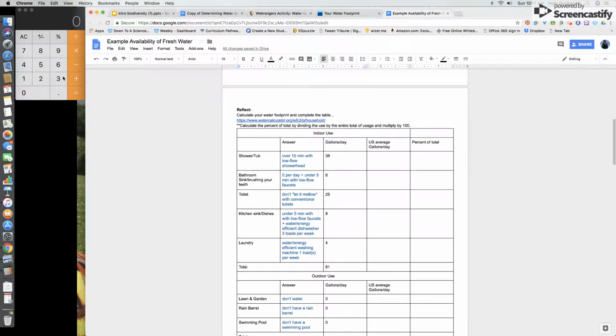So I got my calculator over here, and I'm going to add up the numbers. 38 plus 6 plus 25 plus 8 plus 4. And that gets me a total of 81. And now I'm going to take each one of these and divide it by 81 because I want to know what percent this is over this. So with the first one, 38 divided by 81, and then I multiply that by 100 because it's a percent, and that gets me about 47. So over here I'm going to put 47%.